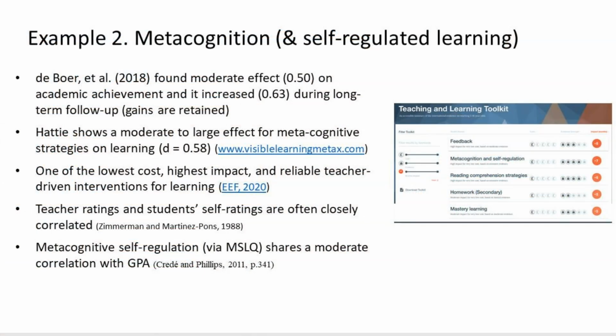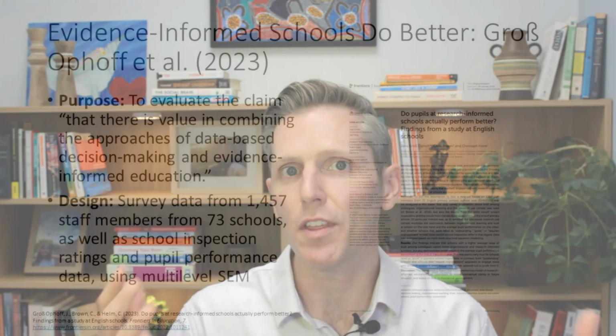And there are of course other studies, such as the one by Creed and Phillips in 2011, that showed there was a moderate correlation between the multiple strategies for learning questionnaire developed by Pintrich in the 1990s. And this of course addresses questions around self-regulated learning and metacognitive strategies. When they correlated that with GPA, as in grade point average in university students, they found a moderate to strong correlation. So again, we're seeing multiple strands of validating evidence for this whole idea of metacognitive and self-regulatory interventions in the classroom to boost academic achievement. So again, it's worth our time.